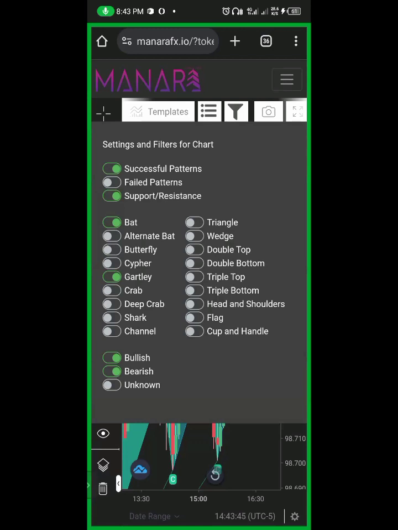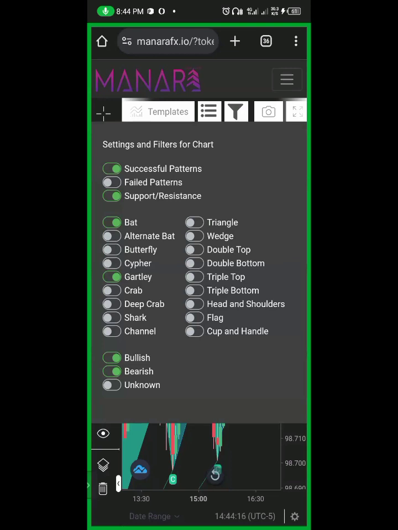Which means on your settings and filters, you turn on your successful pattern and turn off failed pattern. Turn on means the green. When you tap the switch, it goes to the right and turns green. When you tap it again, it goes to the left and turns gray. When it goes to the left and turns gray, it is off. When it goes green to the right, it's on. So you tap successful pattern on, turn failed patterns off, and turn the support and resistance on. Those are the ones you need for the scalping.